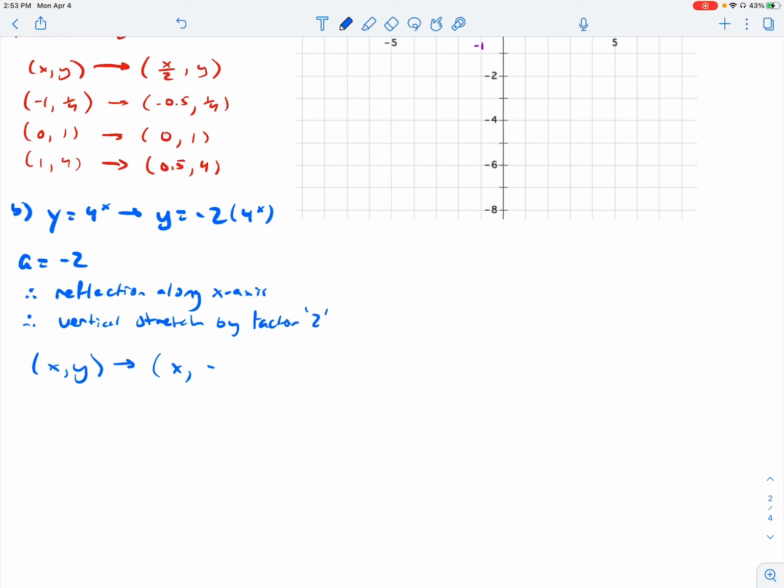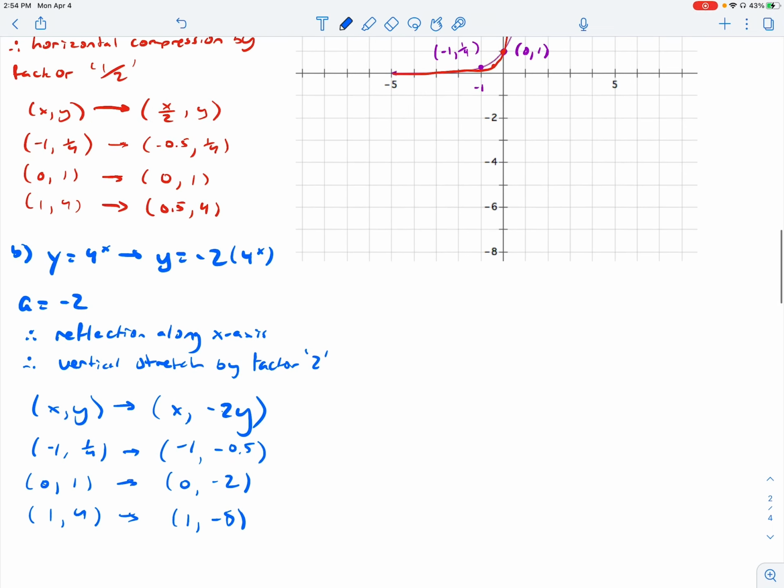And also, we're multiplying it by 2, so it'll actually be negative 2 times y. All right, now all my points, negative 1, a quarter, 0, 1, 1, 4, those all map over. The x's stay the same. And a quarter times negative 2 gives me negative a half. When I plug 1 in, I have 1 times negative 2, which is negative 2. And if I put 4 in, negative 2 times 4 is negative 8.